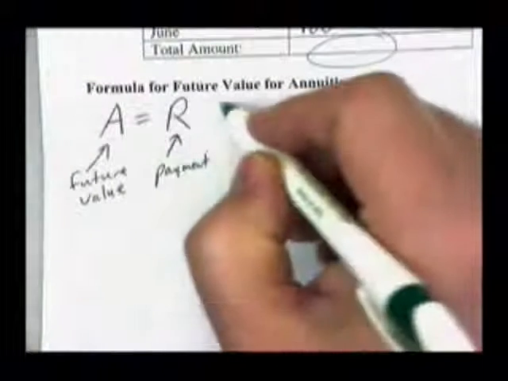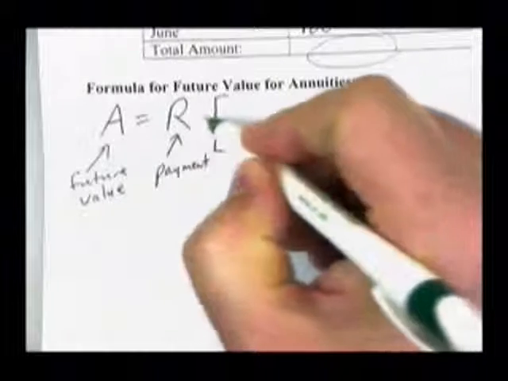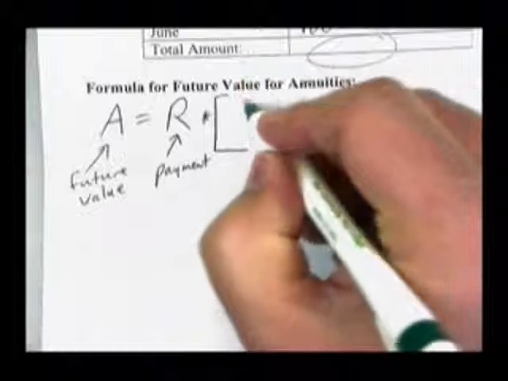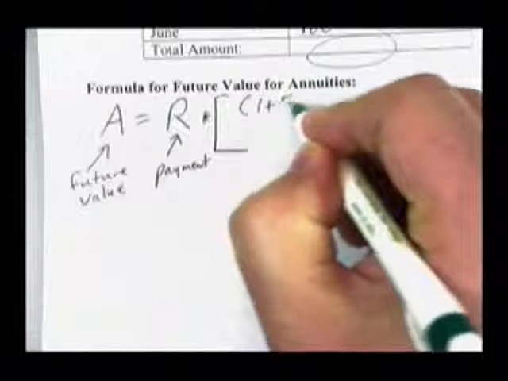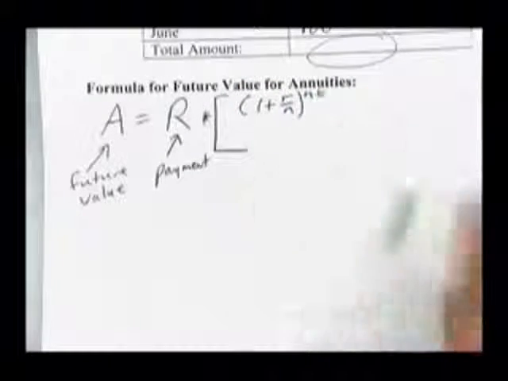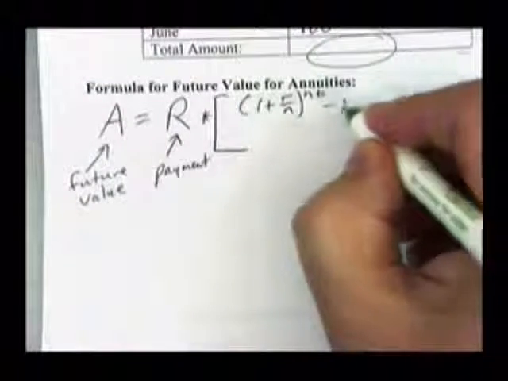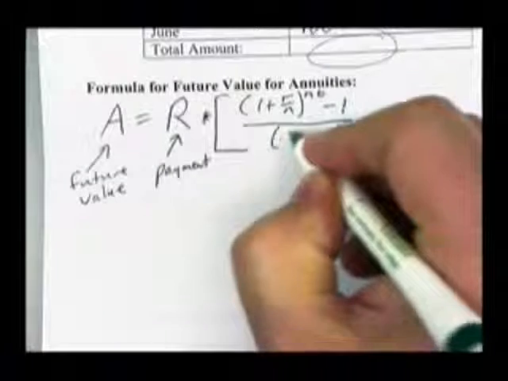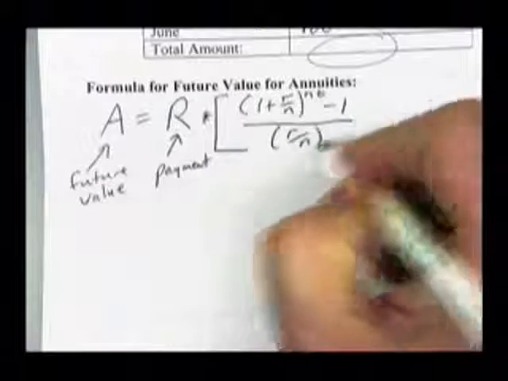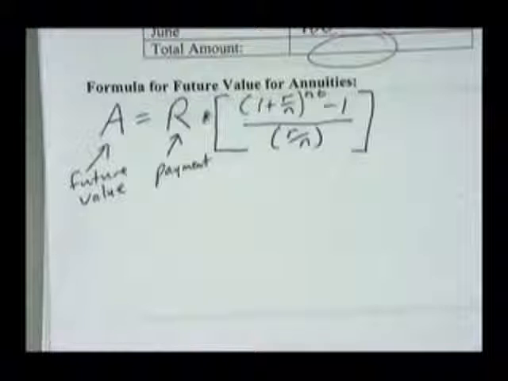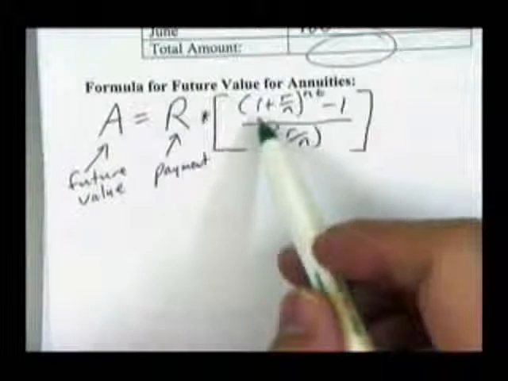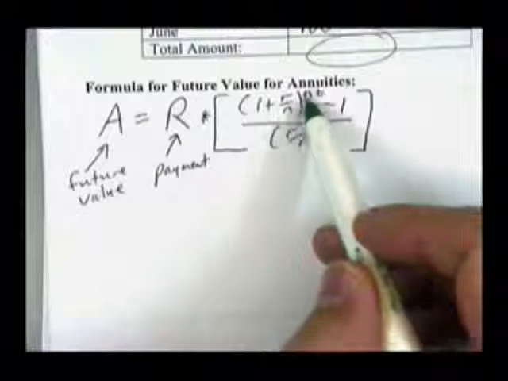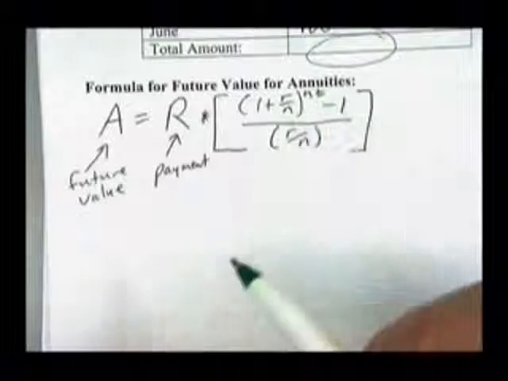And that's going to be multiplied by, and I'm going to have brackets because this thing has got a lot of pieces and parts to it. The numerator is going to have 1 plus r over n raised to the nt, minus 1, over, parentheses, r over n. And then I'm going to close my brackets. And all of these are the same as what we've looked at before. The little r is our interest rate. The little n is the number of compoundings per year. The t is the number of years.